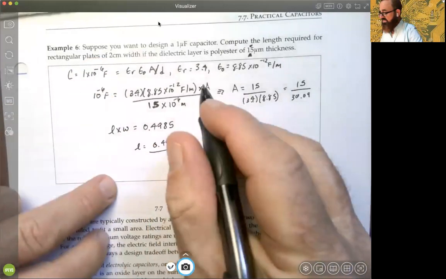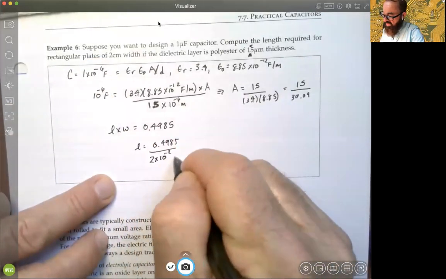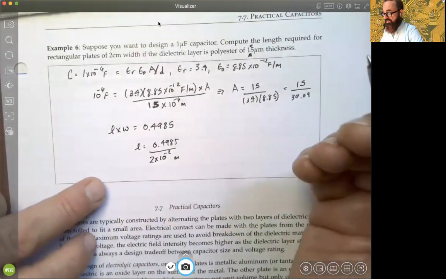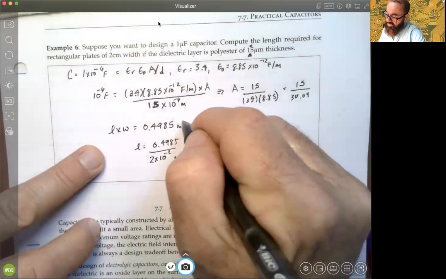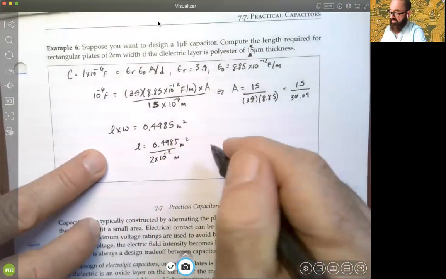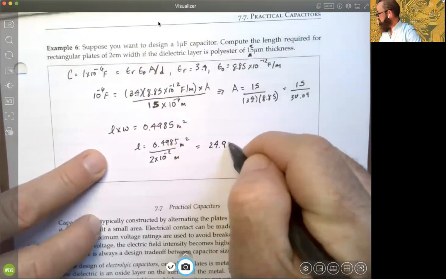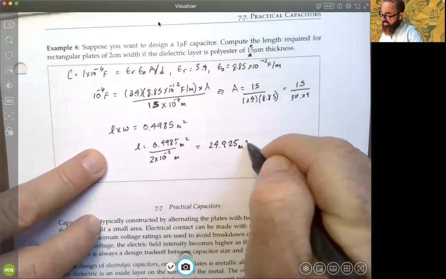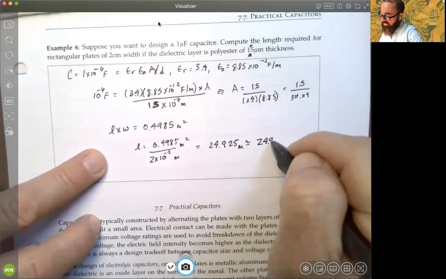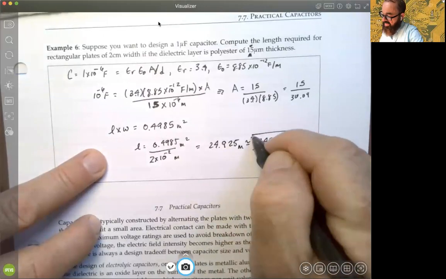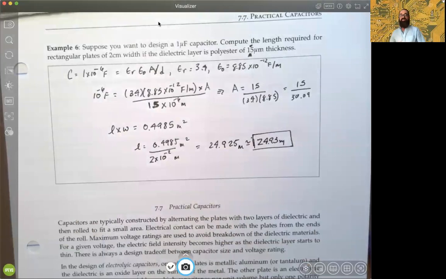2 centimeters represented as meters should be 2 times 10 to the minus 2 meters, okay, right? And again, this should be meters squared. So this is meters squared divided by meters gives us meters. And you would get 24.925 meters, or approximately about 24.93 meters. So that is how much material, or in terms of the size of the plates, they're going to have to be almost about 25 in length. Okay, that's the length of material that you're going to need, okay, to construct these plates to get a 10 to the minus 6 Farad.